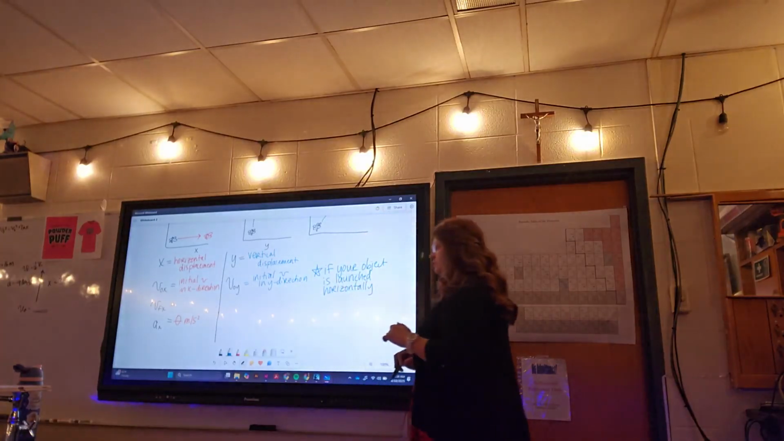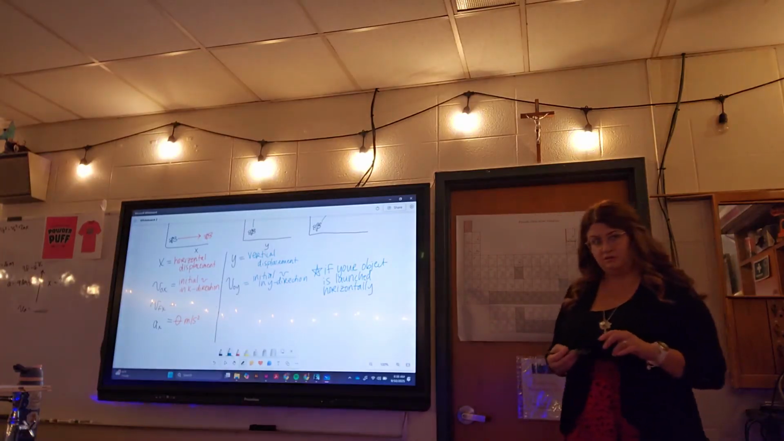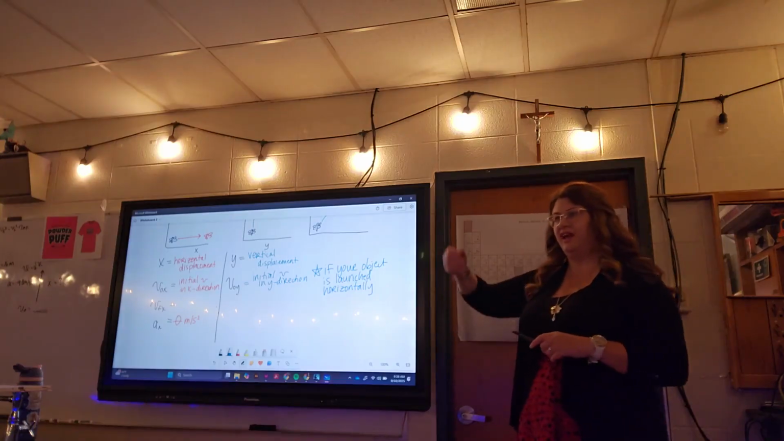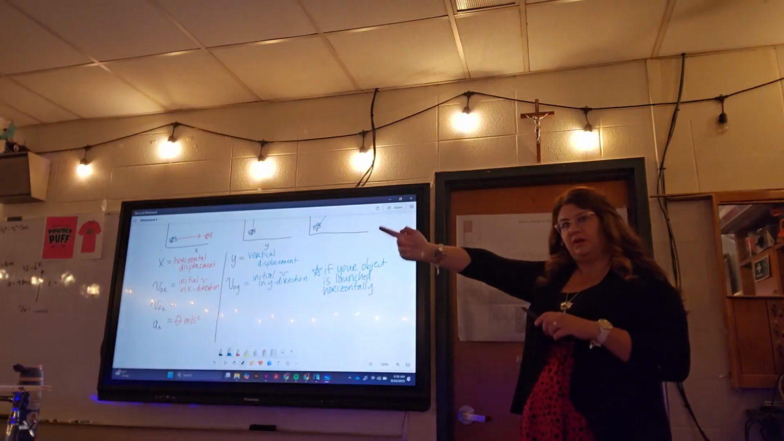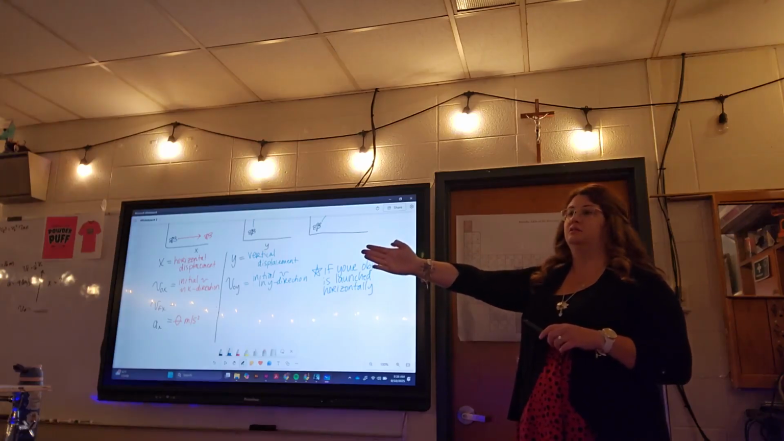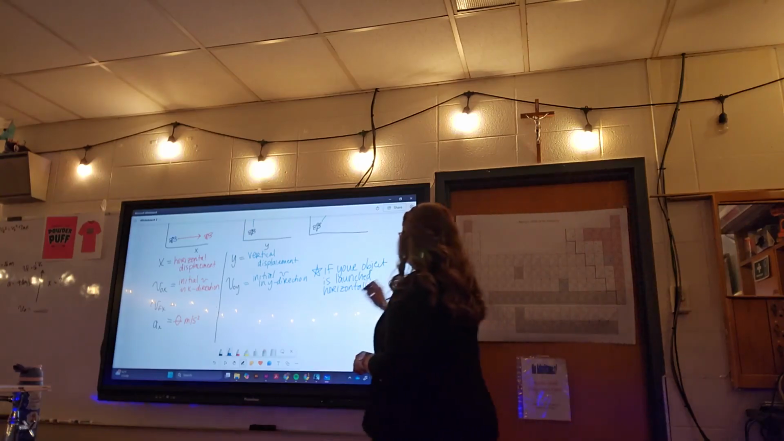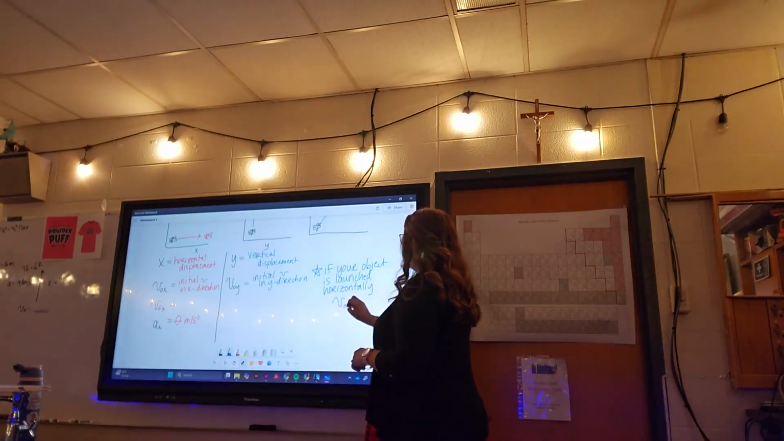What would be an example of launching something horizontally? If you had a Nerf gun and you held your hand exactly parallel to the ground and shot your Nerf gun, that would be horizontal launching. If that is true, V naught y equals 0.